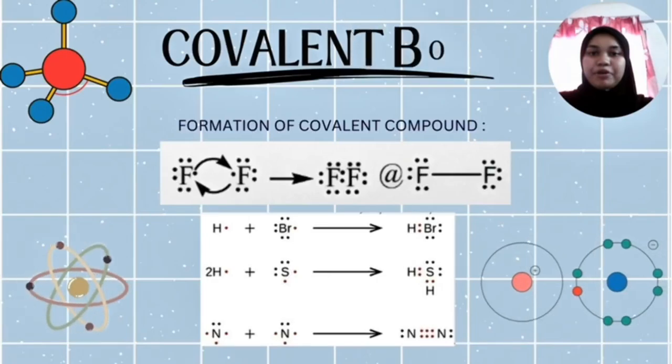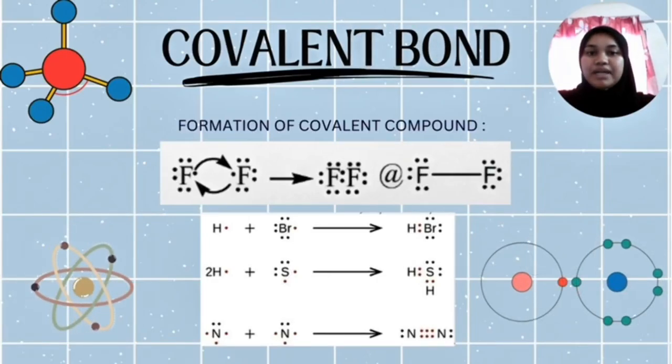Next, covalent bond. Each fluorine atom has 7 valence electrons and needs 1 more electron to achieve a stable octet. When two fluorine come together, each atom shares 1 electron with the other, forming one shared pair of electrons. This sharing creates a single covalent bond between the two fluorine atoms, allowing both of them to achieve an octet electron configuration and form the F2 molecule.